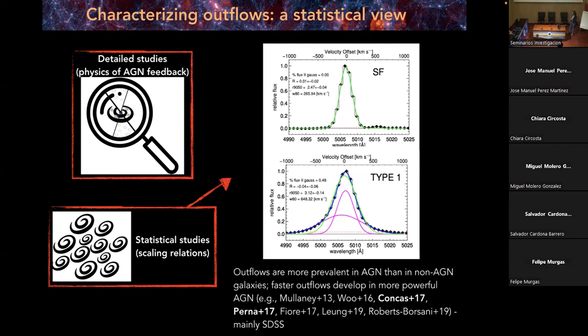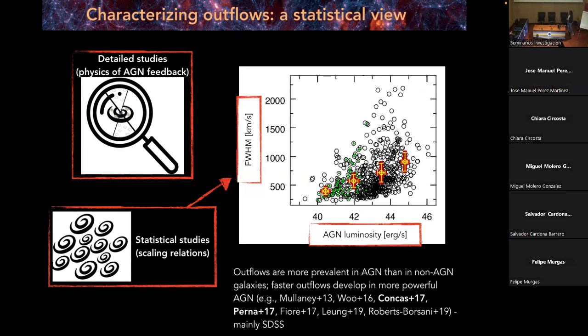So far we learned many interesting things. For example, that outflows are more prevalent in AGN than in non-AGN or inactive galaxies. You see here the clear difference in the [OIII] line profile for star-forming galaxies and type 1 AGN, with this broad and blueshifted component. We also saw that the more powerful AGN, you see here the trend with AGN luminosity, develop more powerful outflows, as traced here by the velocity maximum of the line. But this result, mainly obtained with SDSS, can get to redshift of 0.4.